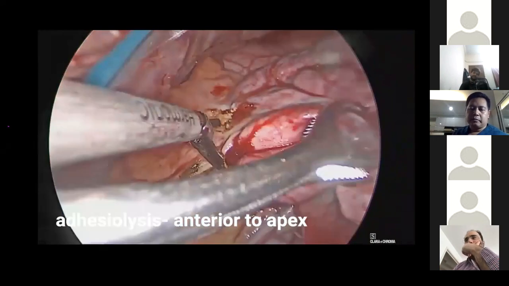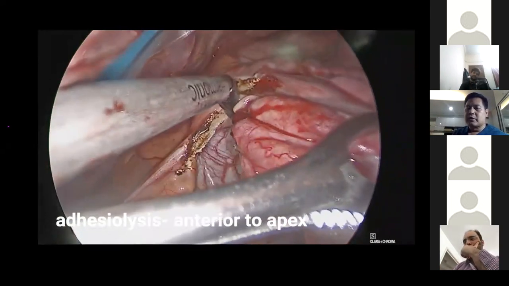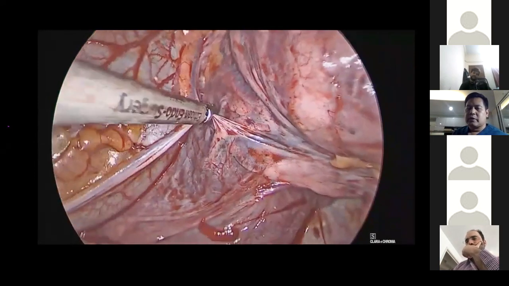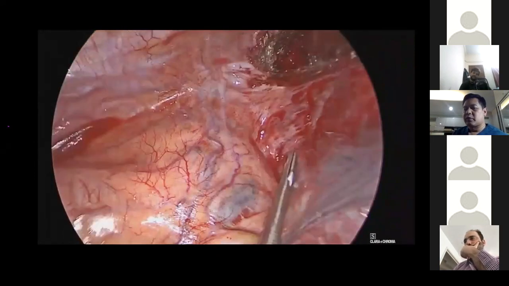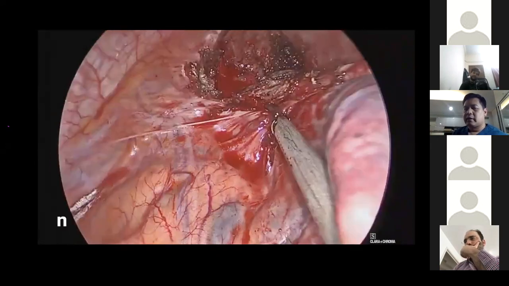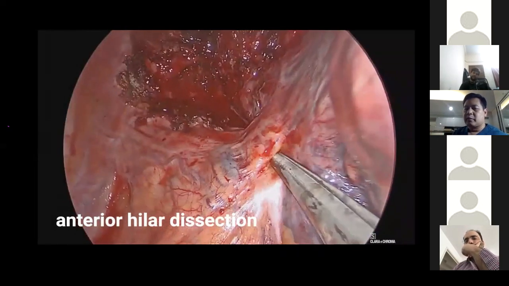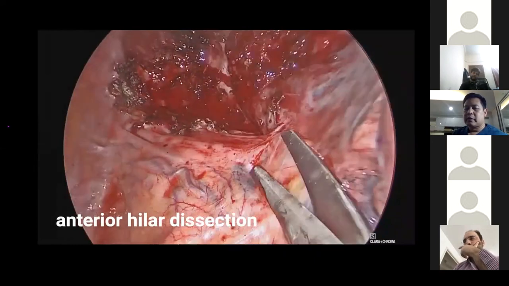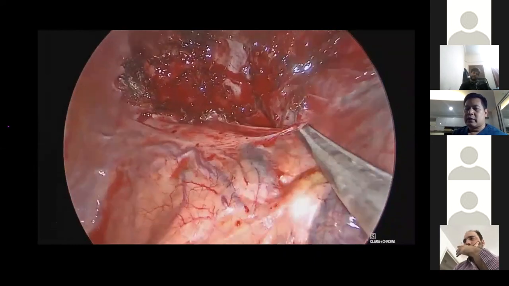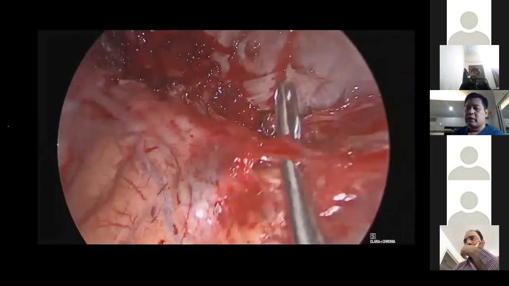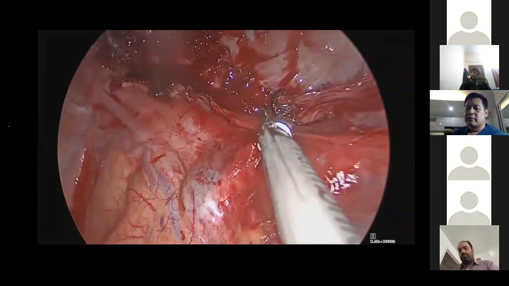Specifically if you have adhesions close to the hilum. You can see here, after dissecting the posterior, I went in front and did adhesiolysis. This is now dissecting the anterior hilum. I usually use a combination of sharp and blunt dissection.